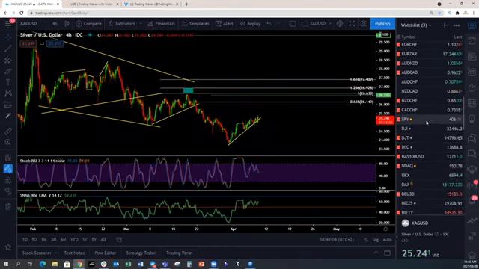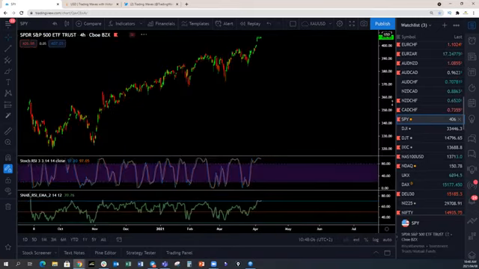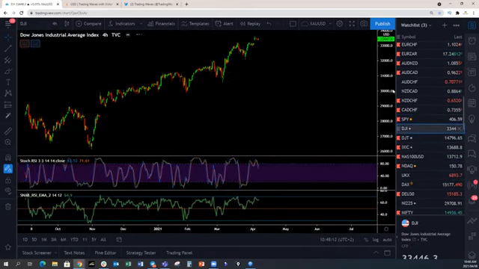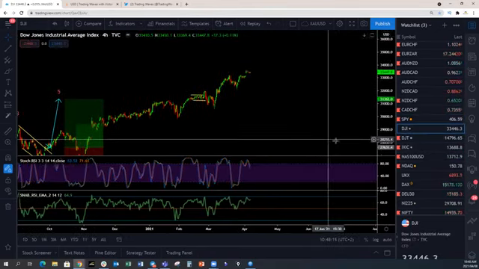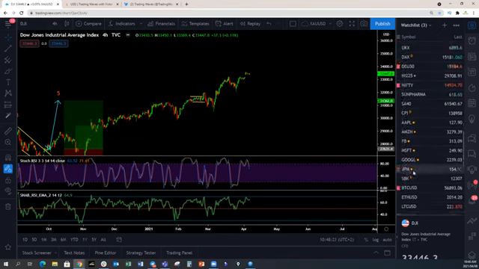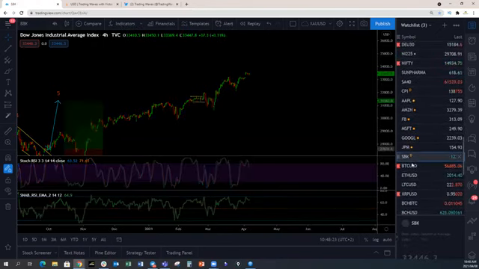Nothing has changed on the indices, guys. We're still on the upside, correcting for more upside again. So I'm not going to go through in detail on this. As I've said, there will be detailed analysis on specific pairs. Let's check for trade setups on the cryptocurrencies.